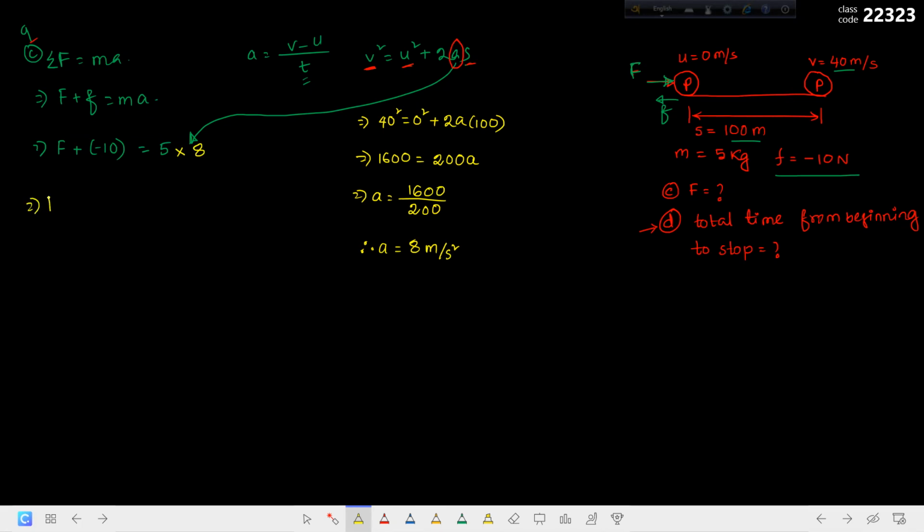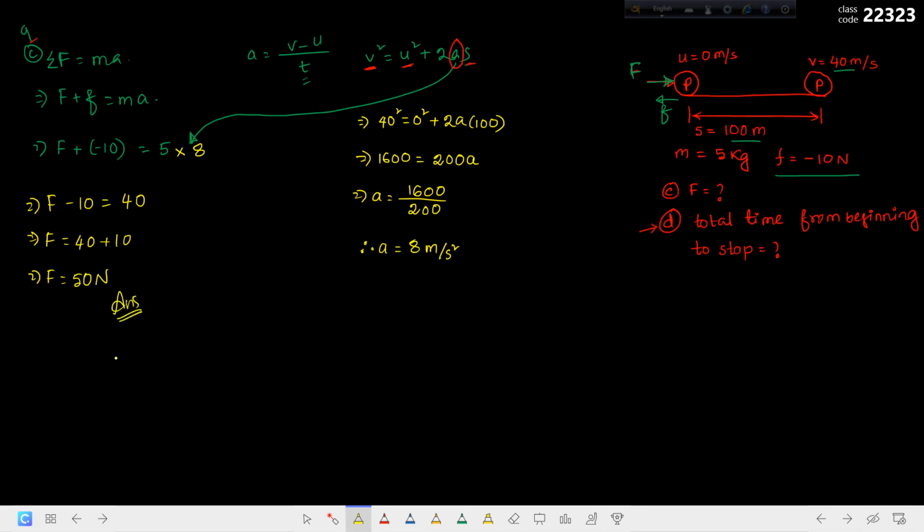Okay. So now F minus 10 will be equal to 40. So F will be equal to 40 plus 10. It will be F equal to 50 Newton. That means if I apply 50 Newton on this body, okay, then what will happen? This will cover 100-meter distance, and after 100 meter, the velocity will be 40 meter per second, inshallah. So this is the answer.